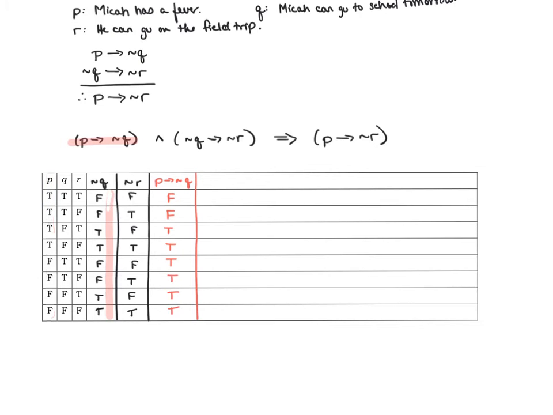Get rid of what we got. All right, so next thing I'm going to do is I'm going to go ahead and move over to the not Q implies not R portion of this argument. So not Q implies not R.